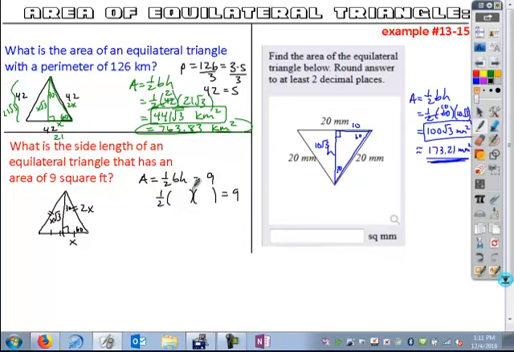And the reason for that is now when I plug this in, my whole base is the length 2x. My altitude or height is the length x root 3, and I can solve my equation here. So the half and the 2 cancel. I get x squared root 3 equals 9. And so if I'm solving for the x value here, I can divide by root 3 and then extract my total square root.